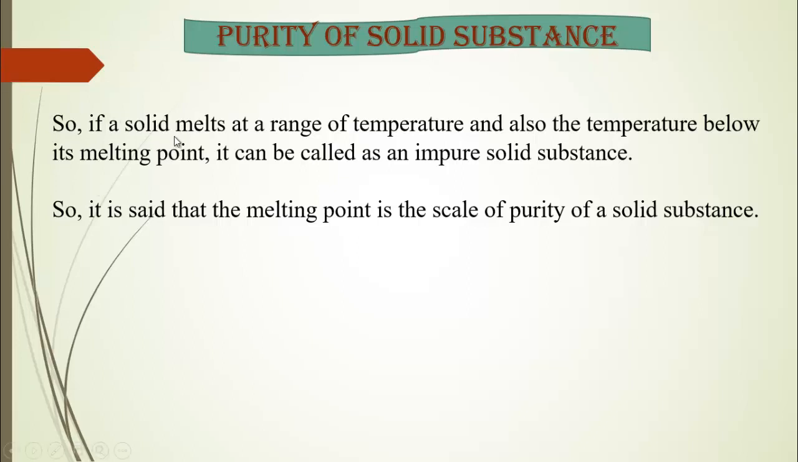So if a solid melts at a range of temperature and also at a temperature below its melting point, it can be called an impure solid substance. But if it melts at its specific melting point, then we can call this a pure substance. So in this way, it is said that the melting point is the scale of purity of a solid substance.